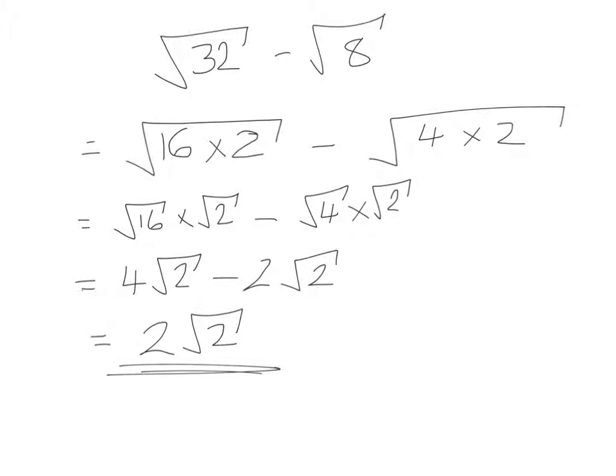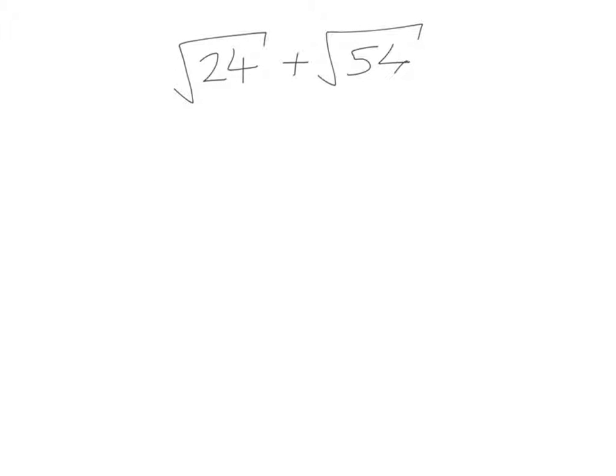So if the numbers under your square root symbol are not the same, try and split them up. Try and find two things that multiply to get your value. Try and get one of them to be a square number, and hopefully it will simplify down to get something nice and straightforward. Okay, we're just going to do one similar example.